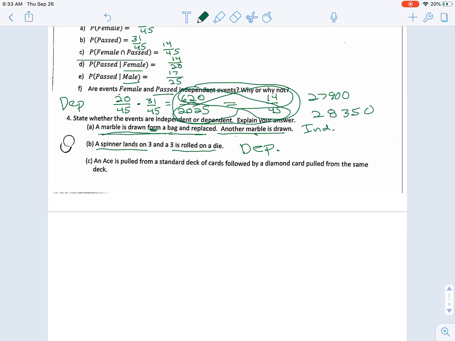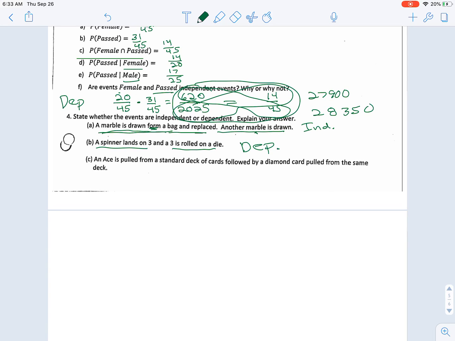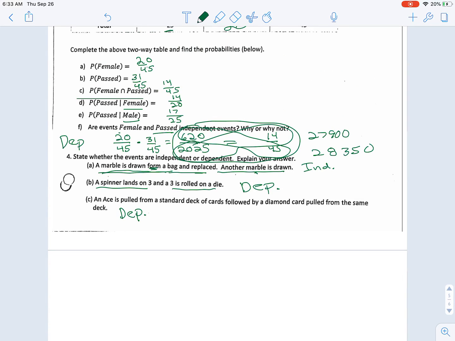An ace is pulled from a standard deck of cards, followed by a diamond from the same deck. This is dependent. I'm giving you verbal explanations here, by the way. It's dependent because if I take an ace out of that deck, and again, the key is whether or not you put the ace back or put the marble back or whatever. I'm not putting the ace back, so my chances the second time of getting a diamond card change. So that one is dependent, and you have to write out an explanation for that, which I explained verbally. And there is your study guide.